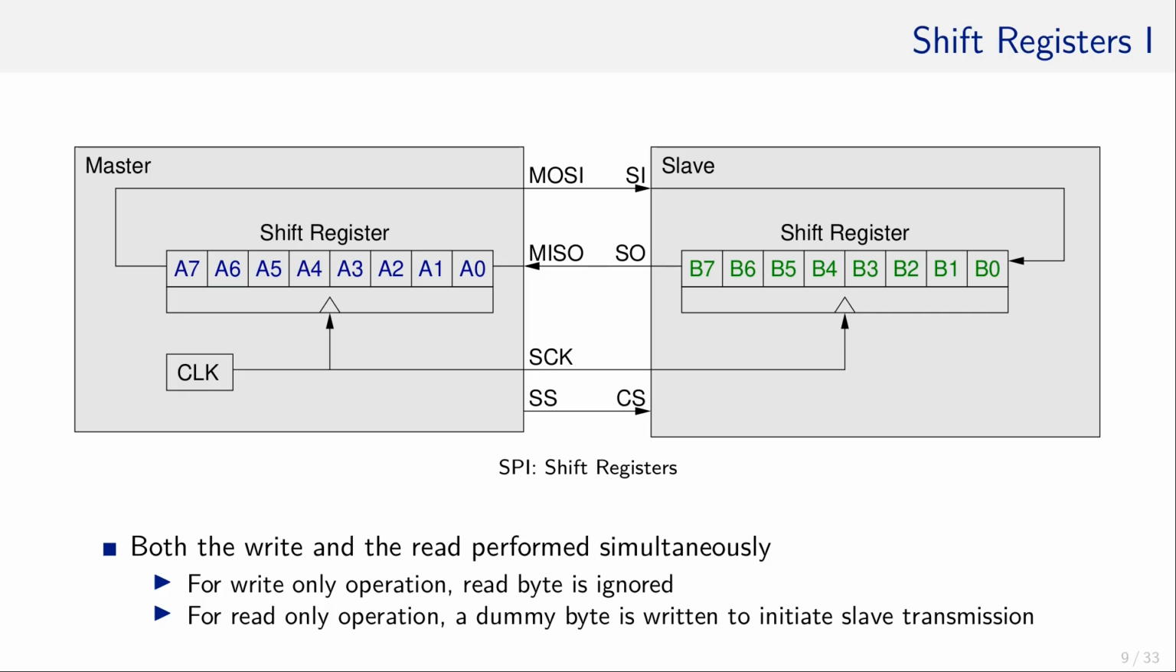How is the communication orchestrated? Let's have a look a bit into the master and slave. Both of them have a shift register containing data. The master has 8 bits A7 to A0 in blue and the slave B7 to B0 in green. You can see that the master has a clock generator CLK and that this clock generator drives both shift registers.